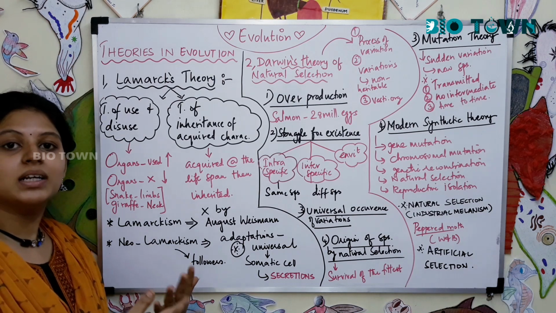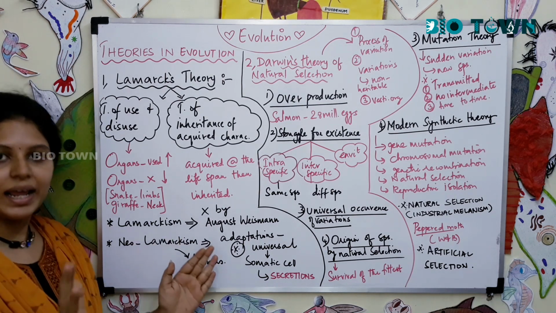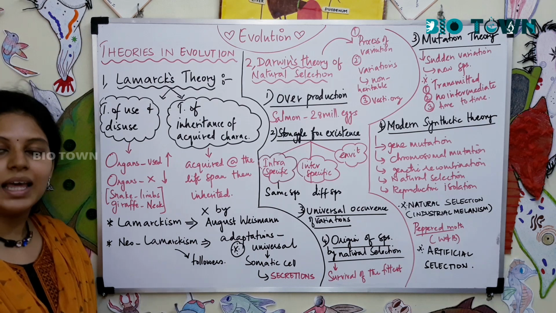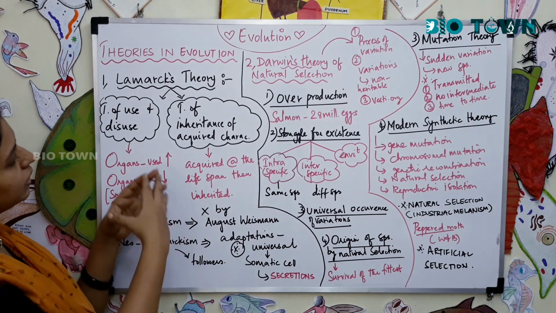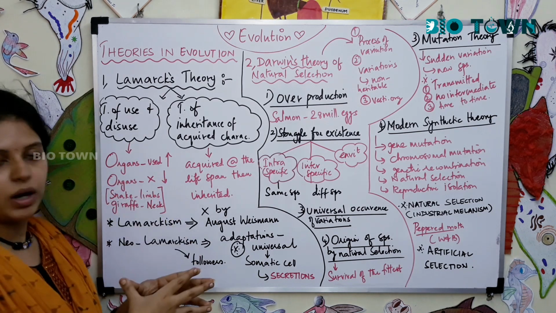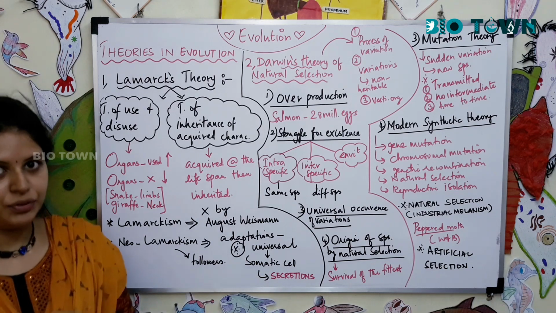And then Neo-Lamarckism is where many people who liked Lamarck and his theories kept on supporting him. But the same theory of use and inheritance of acquired characters, they told in a different way. What did they tell?